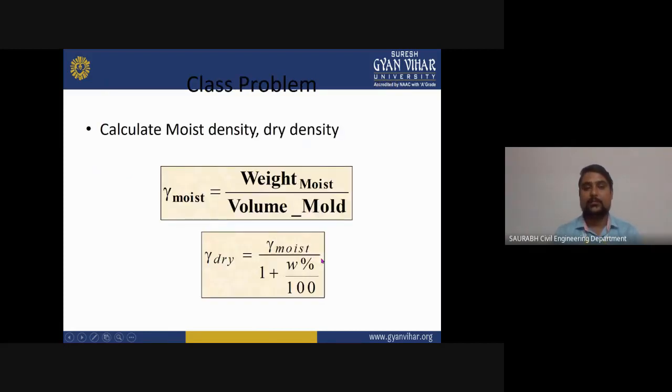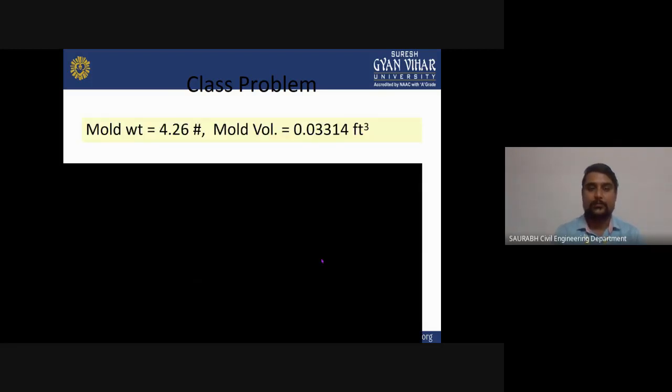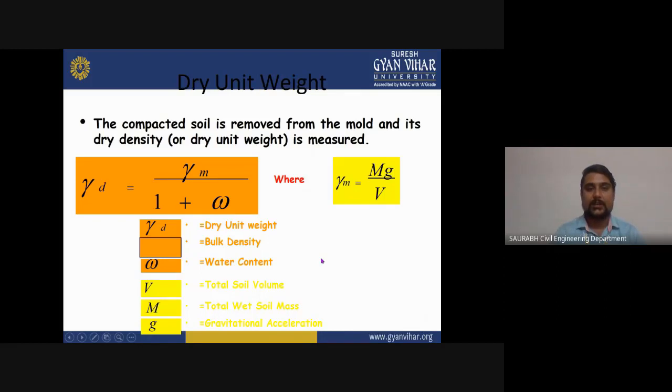As you can see here, what is the problem? Calculate the moist density and dry density. This will be the formula which we will use during the calculation of the moist soil weight of a soil. As you can see here, this is your formula. And now we have to see the dry unit weight.